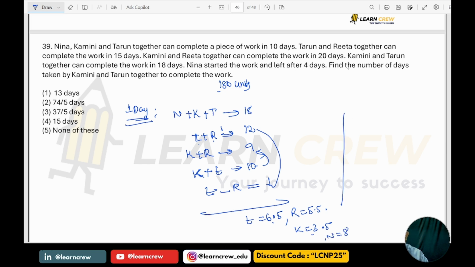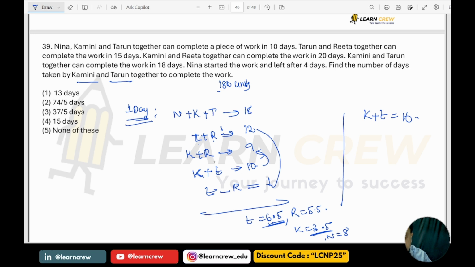Now the question is, find the number of days taken by Kamini and Tarun. 3.5 plus 6.5. Kamini is 3.5, Tarun is 6.5. So Kamini and Tarun together is how much? 6.5 plus 3.5 is 10. Am I correct or not?